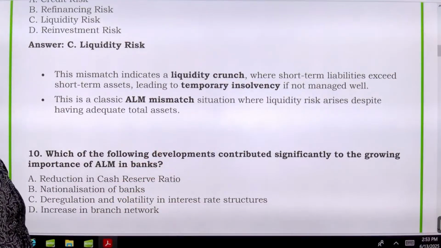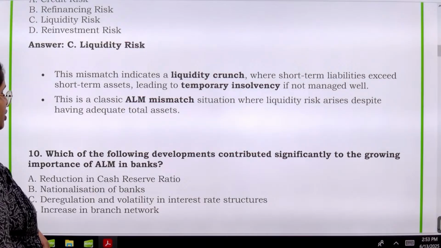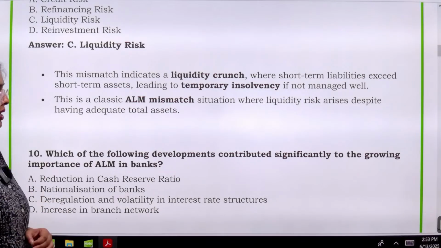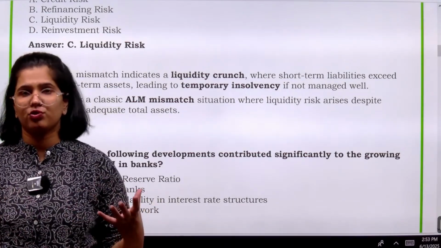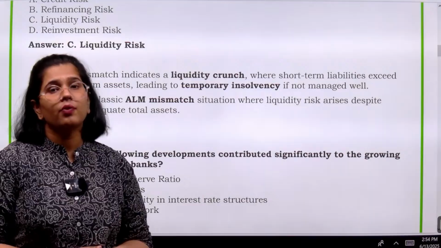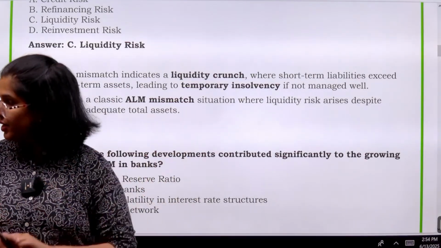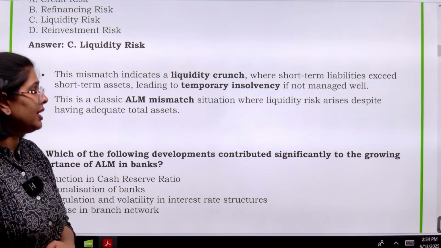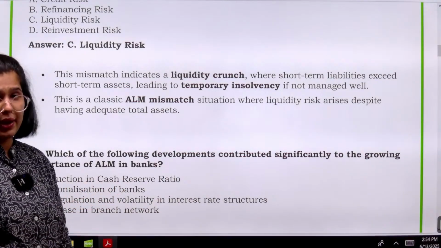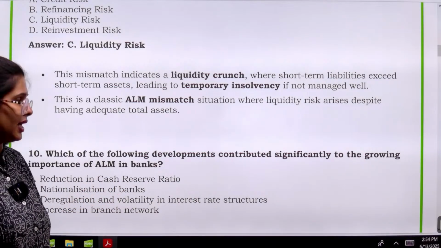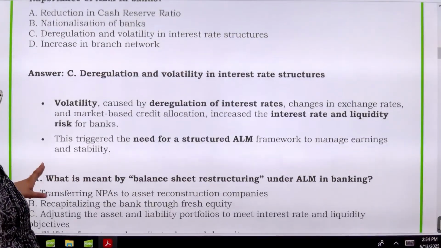Now, which of the following developments contributed significantly to the growing importance of ALM in banks? Reduction in CRR, nationalization of bank, deregulation and volatility in the interest rate structure, increase in the branch network. So, basically over here why the asset liability management has come to the forefront. Number one, when we have talked about it, asset liability mismanagement, we have linked it with your net interest margin. ठीक है, आपके net interest margin के साथ में link किया गया है, and that is why as and when the deregulation happened in the interest rate structure post 2016, that has been the cause of the asset liability mismanagement, you can say that.